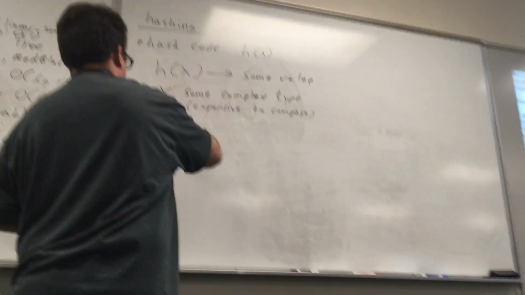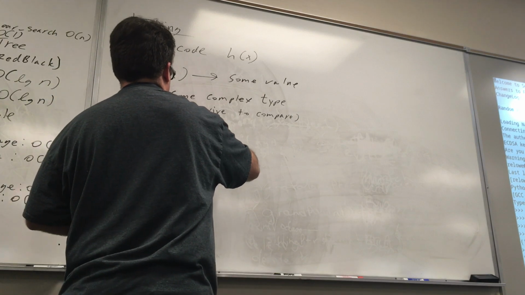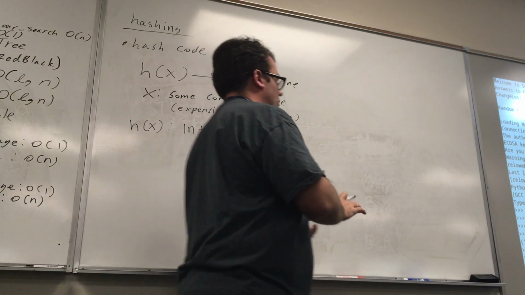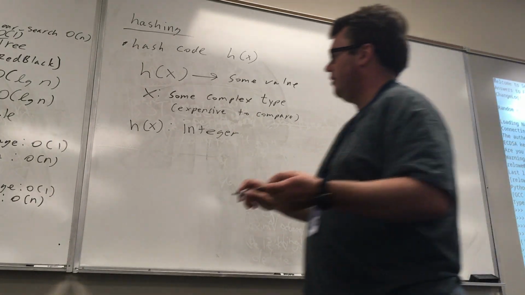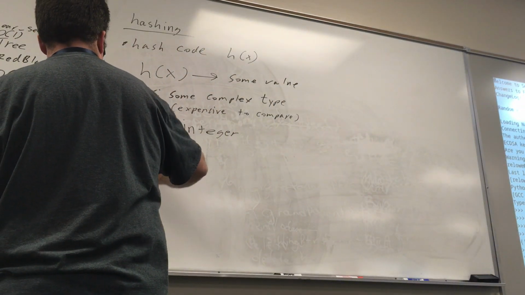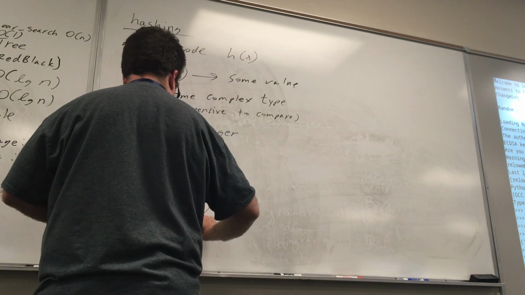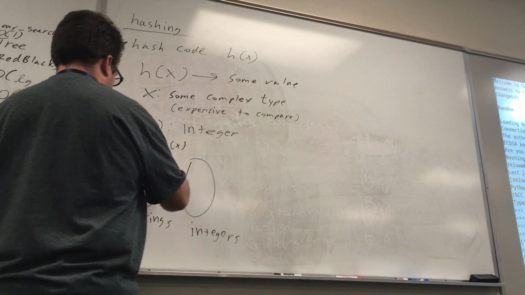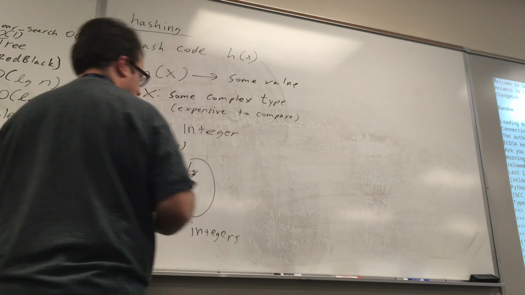The other side of it is the some value, the hash code itself, the output of h of x, is usually some integer. So we take something difficult to compare and we turn it into something that's easy to compare. So for example, we might say that if we had maybe the domain of all possible strings, and then we had integers, then h of x would be a rule that can take a string and give it to a corresponding integer. But of course, there are going to be collisions with this.